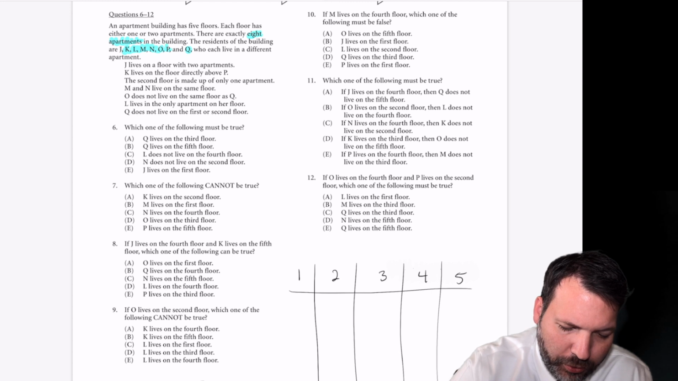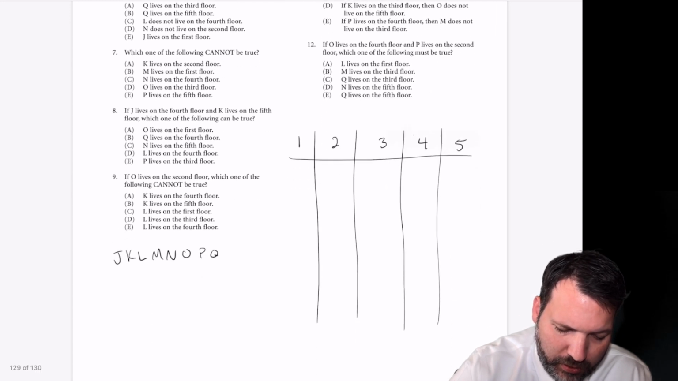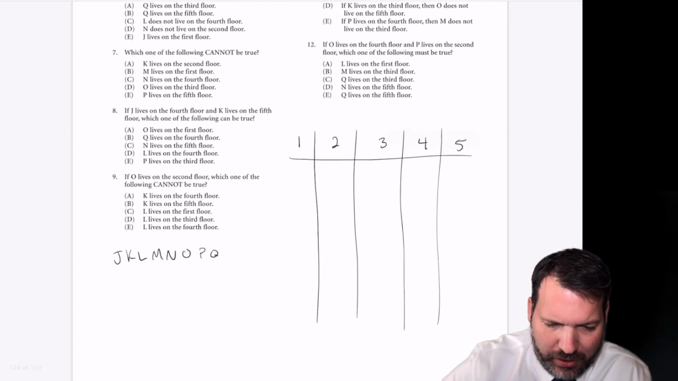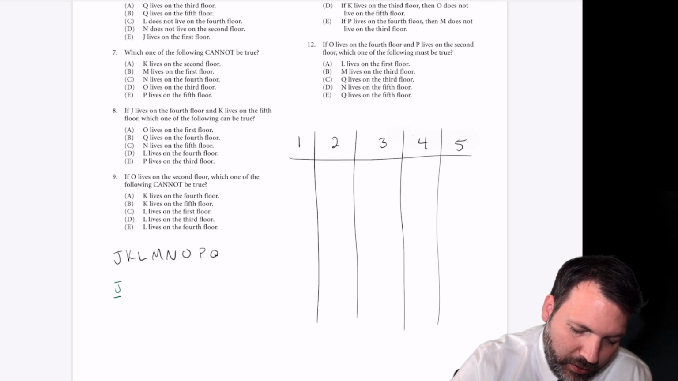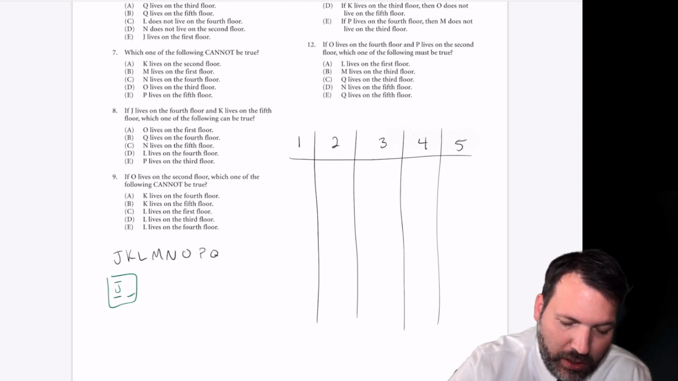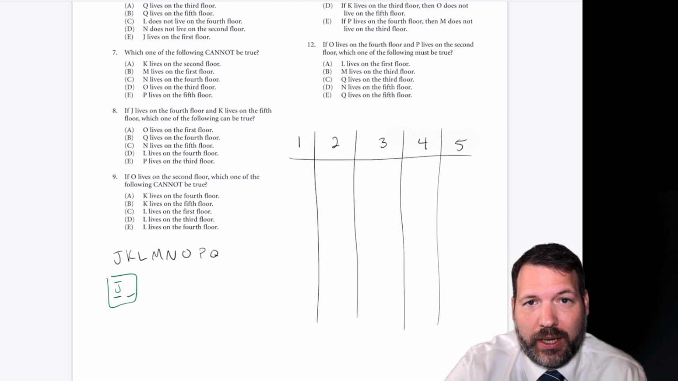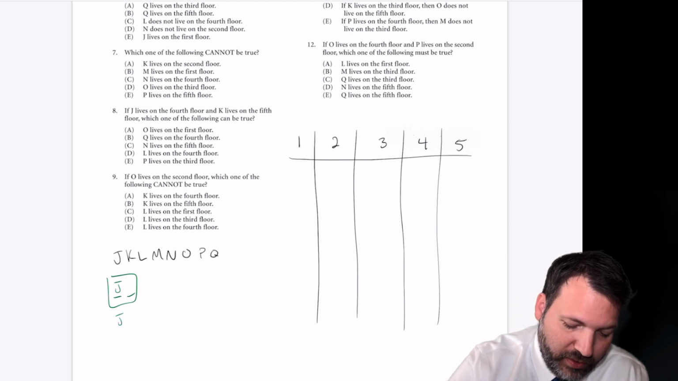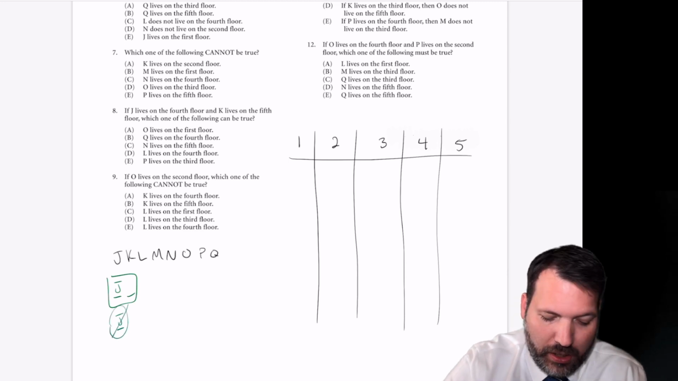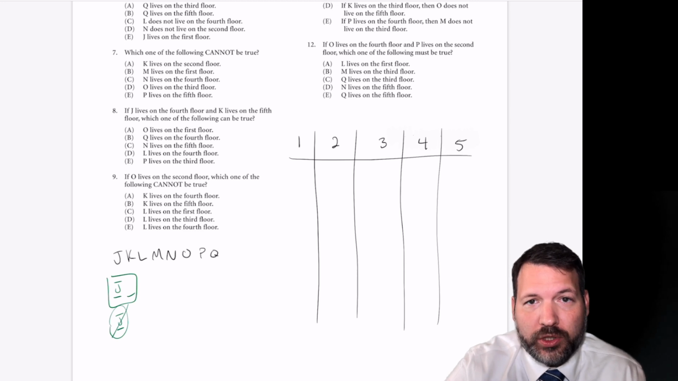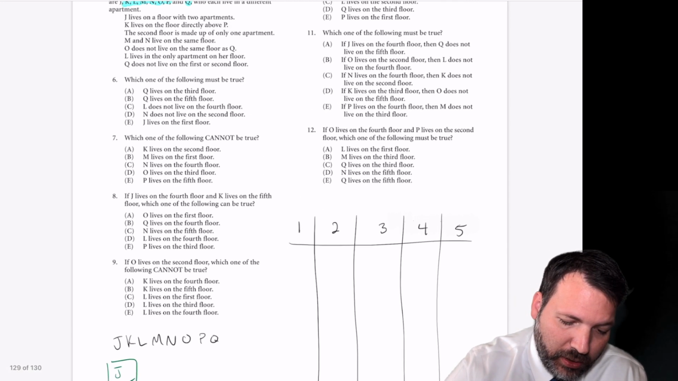Jay lives on a floor with 2 apartments. What's the best way to do this? I guess you could say Jay is going to have to be blocked with someone, next to someone. Or we could even say something like Jay cannot be on a floor with just 1 apartment. So that's a possibility as well.